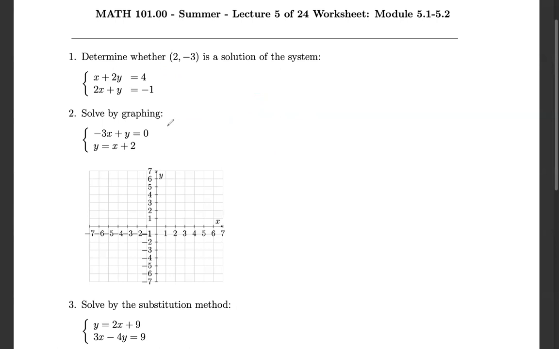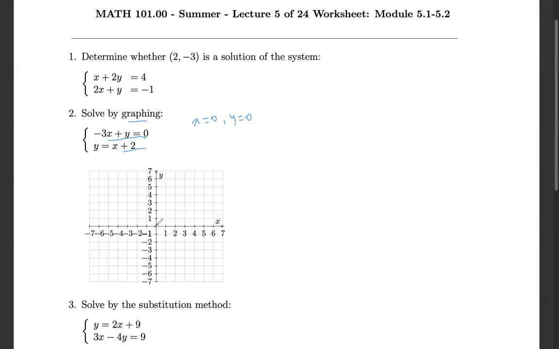So solve by graphing. We could apply the elimination method or substitution method to try the answers for this. Actually, this one, if we want to solve this system of equations, we probably use the substitution method because y is already written in terms of x plus 2. So how do we solve by graphing? We just draw the graph of each equation. Let's draw the graph of the first equation. Let's see if x equals 0, we get y equals 0, right? Because -3 times 0 would be 0.